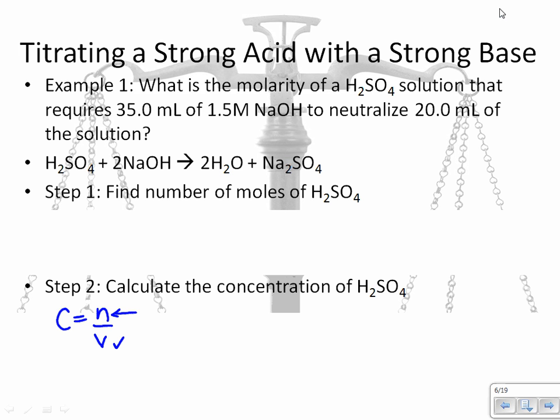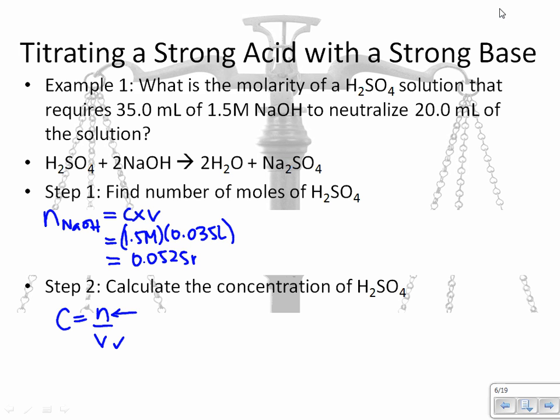To find that, you're not given enough information on H₂SO₄, but you can find the moles of NaOH and then use some stoichiometry to find the other value. So for the moles of NaOH, you should get 1.5 molar times 0.035 liters, and that equals 0.0525 moles of NaOH.